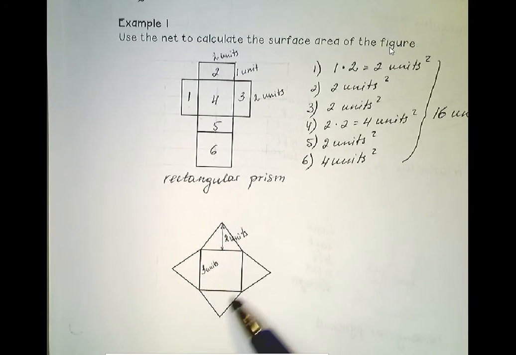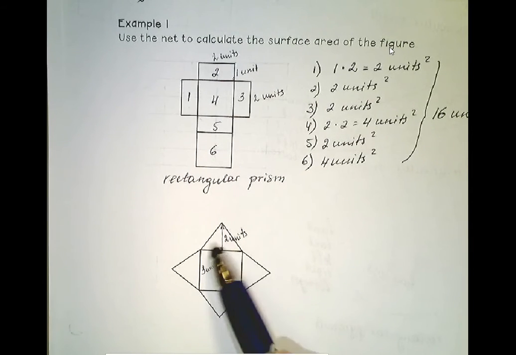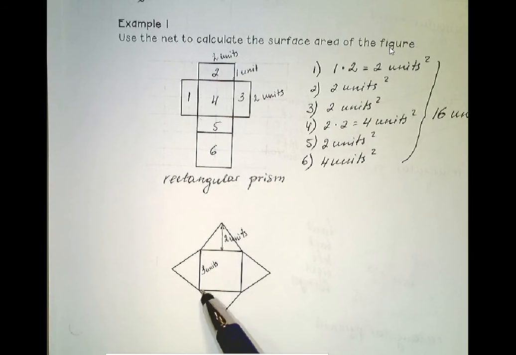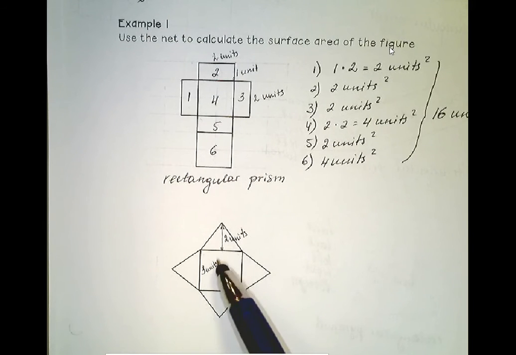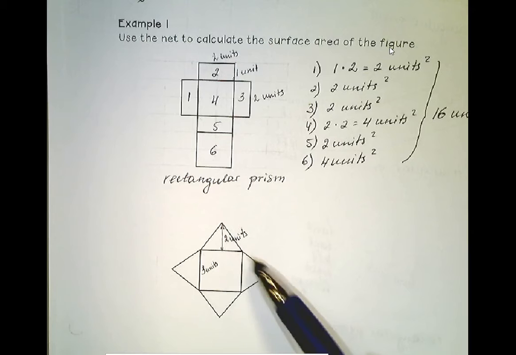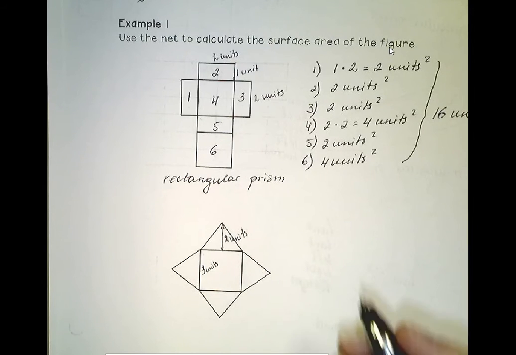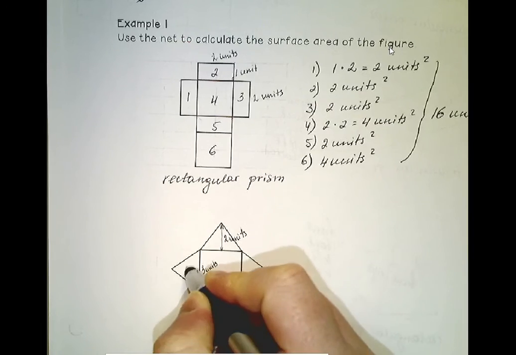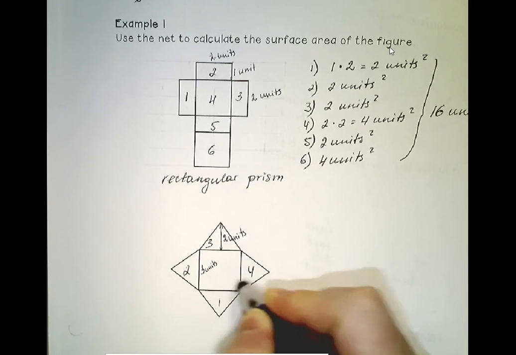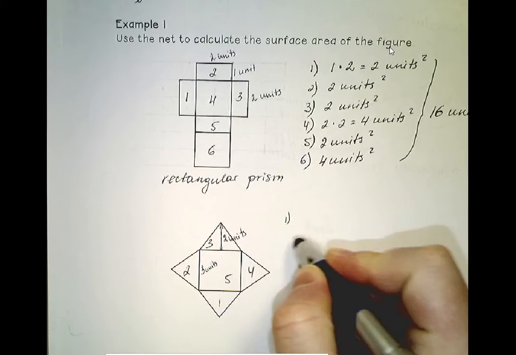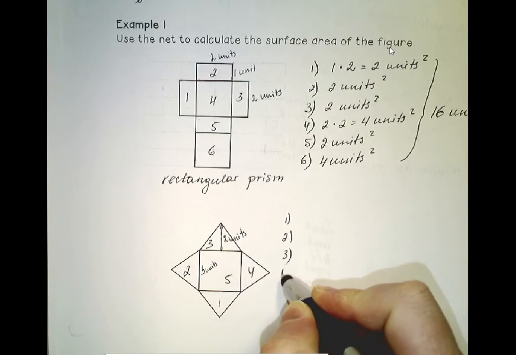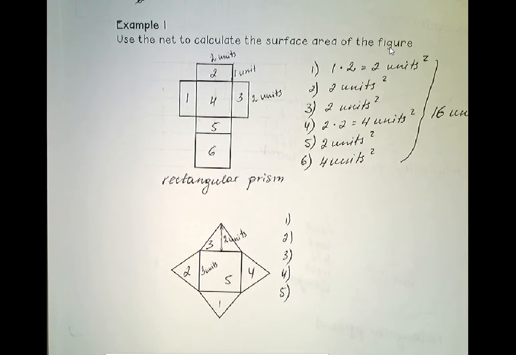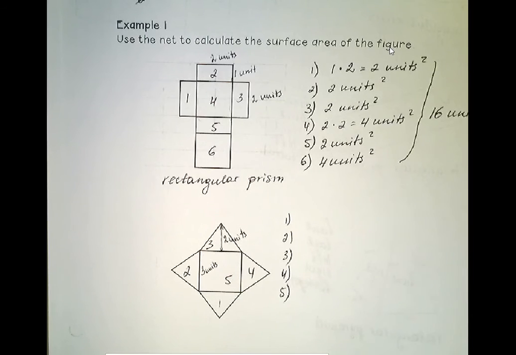Here we have a rectangular pyramid with one bottom and four other faces that surround it: front, back, right, and left. So let's number them again to make it easier: 1, 2, 3, 4, and 5. We know that we'll have 5 faces to find the areas of.